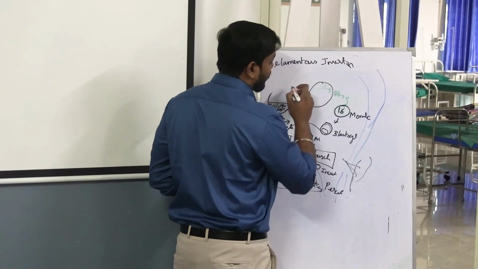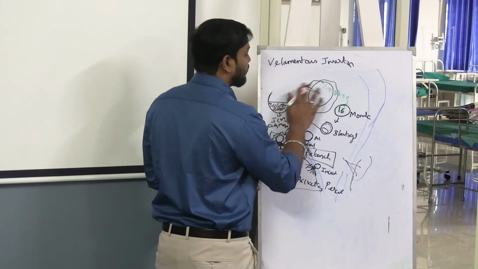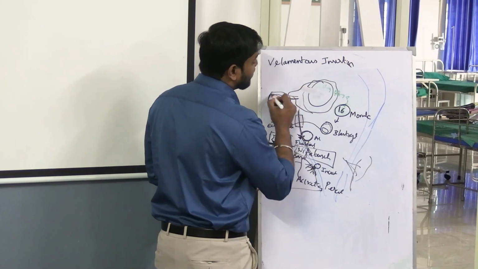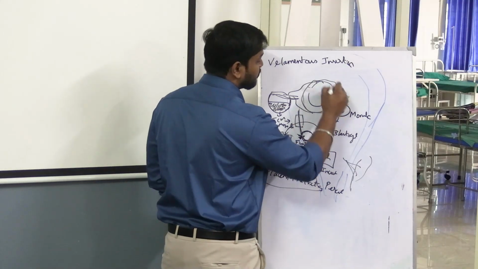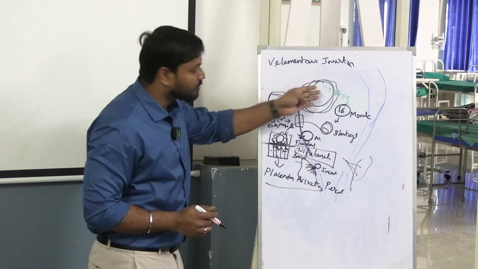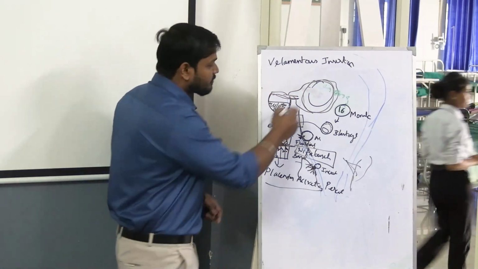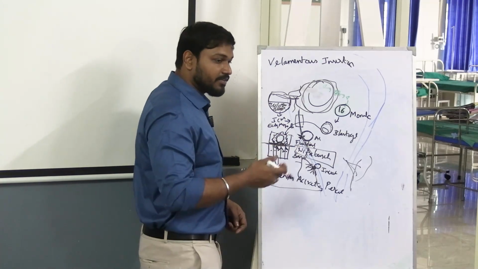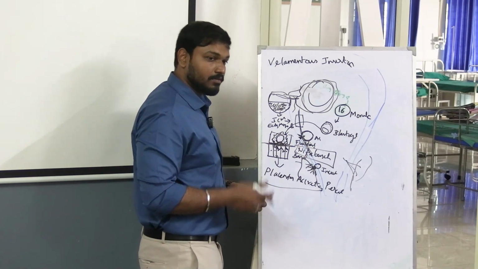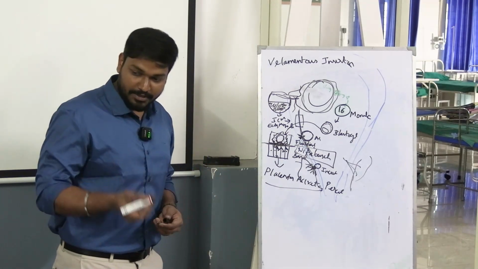See, normally cord is attached to the center, okay, and there is membrane here. In velamentous insertion, what happens? The cord is attached to the membrane, not to the placenta, okay. It has just touched the membrane, so during delivery it will easily tear, it will get torn. That will again cause what? It will again cause PPH or it can cause APH also.